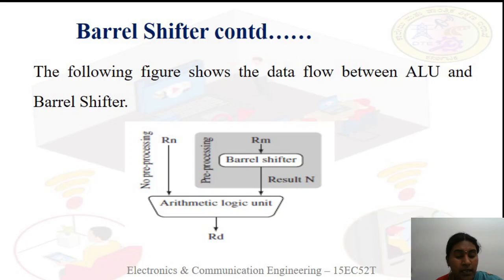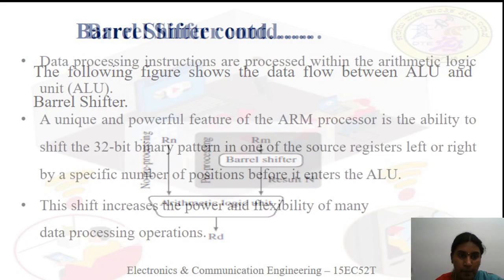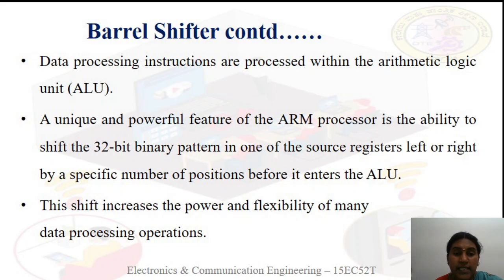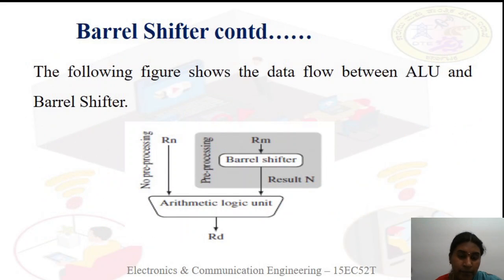Then in the arithmetic and logic unit, it will take the non-pre-processed data, that is Rn, and the pre-processed data, that is N. Both will be taken in the ALU, and it will perform the operation you are giving, and the result it gets will be stored in a destination register Rd. This is the picture of the barrel shifter, how it works. The data processing instructions are processed within the arithmetic and logic unit. As I told you, in this diagram all data processing instructions work in this ALU only.